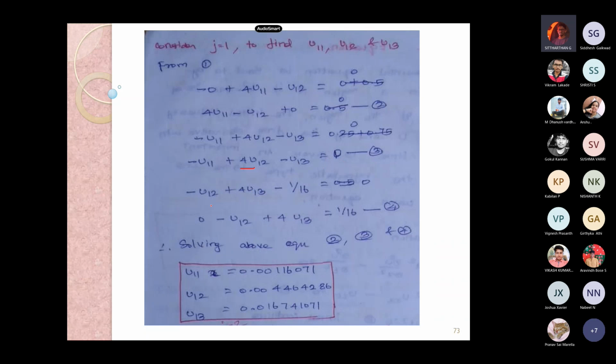Concerning the third equation, 0, minus 1, 4, and apply 1 by 16. 1 divided by 16 and then give it. So I'm getting 1.11607 into 10 power minus 3. Yes, 1.11607.